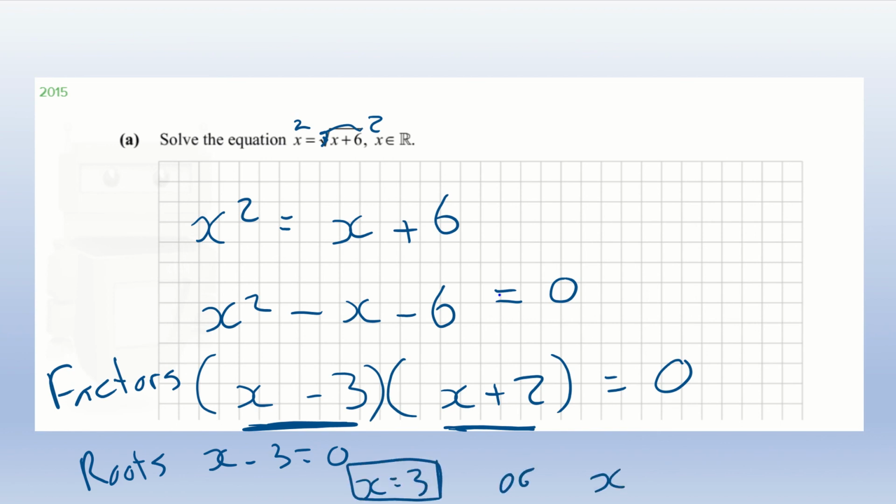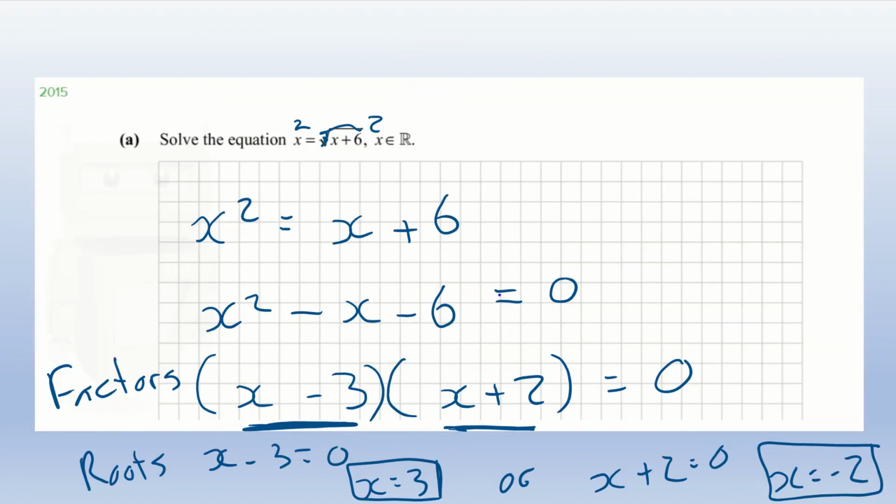Or x plus 2 is equal to 0. If I take 2 away from both sides, I'm going to have x is equal to minus 2. Many people would have left that there, but if we just have a look at the question, it was x is equal to the root of x plus 6.